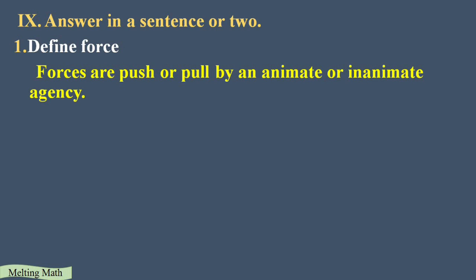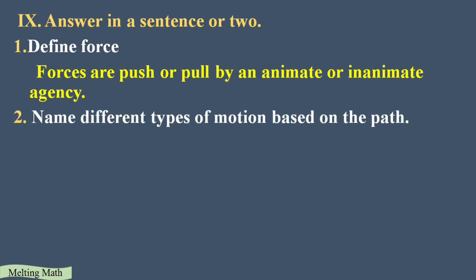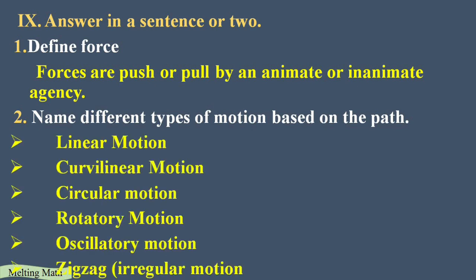Next, the second one: name different types of motion based on path. This also we already discussed in a previous video. That's linear motion, curvilinear motion, circular motion, rotatory motion, oscillatory motion, and zigzag motion, that's irregular motion. Okay, let's see the third one.